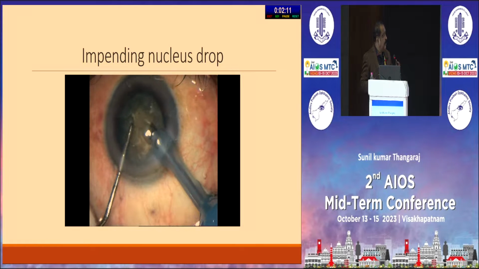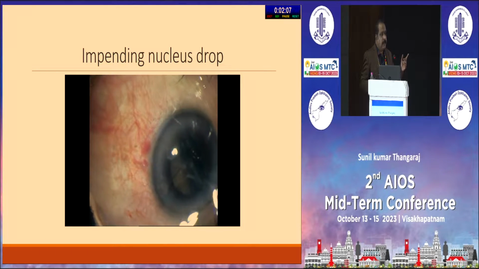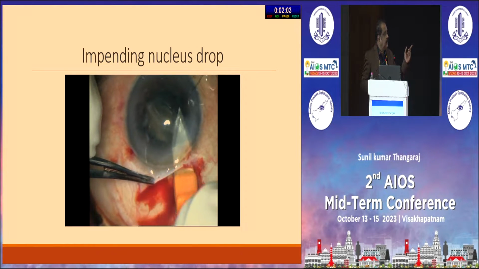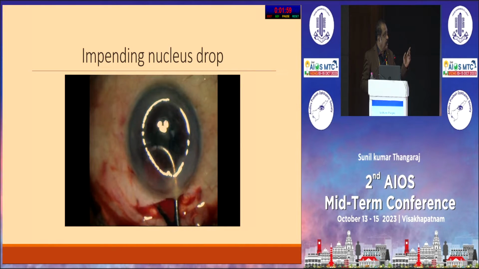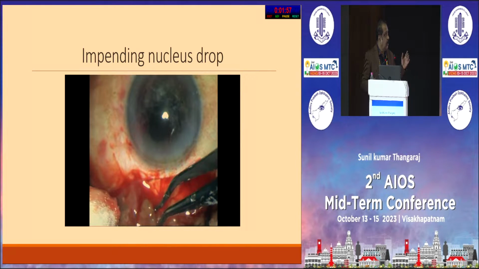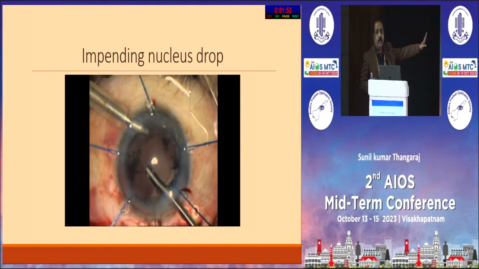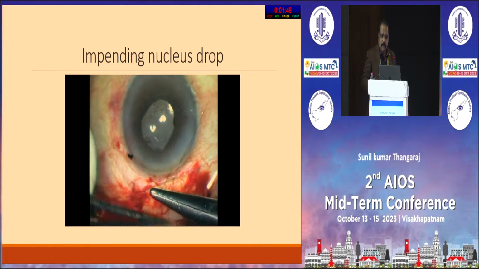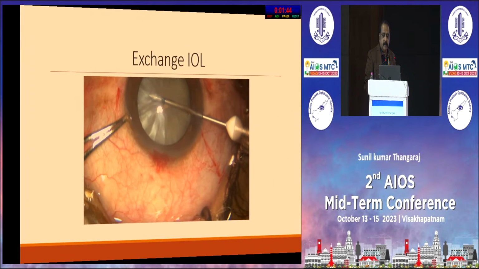And this is again a very old case. I'm doing a fairly good disassembly until I realized there's no posterior capsule. I immediately bailed out and took out all the nucleus. I'm reconstructing the nucleus outside to make sure that I got all the pieces. Then I did a vitrectomy and put a rigid lens into the sulcus.